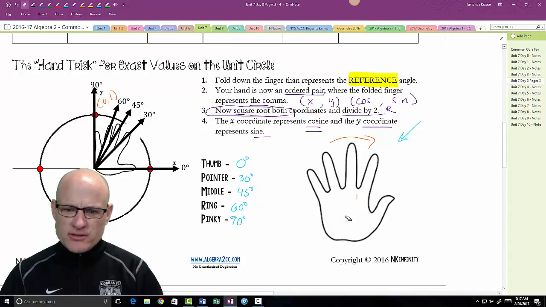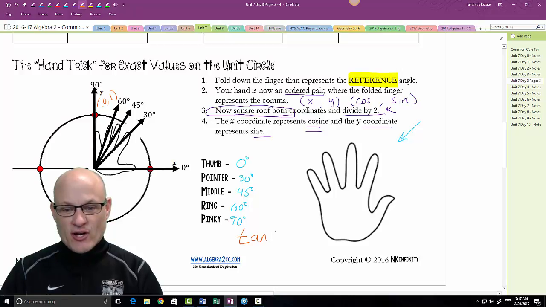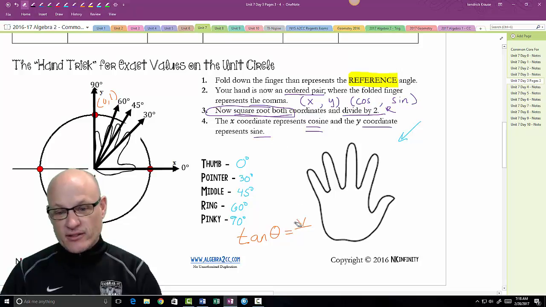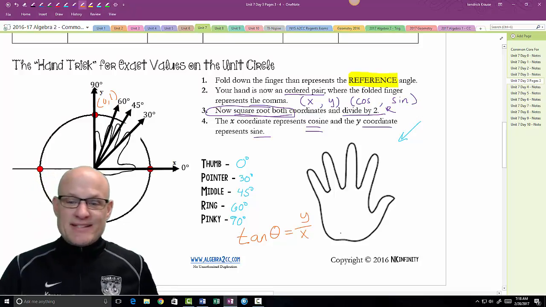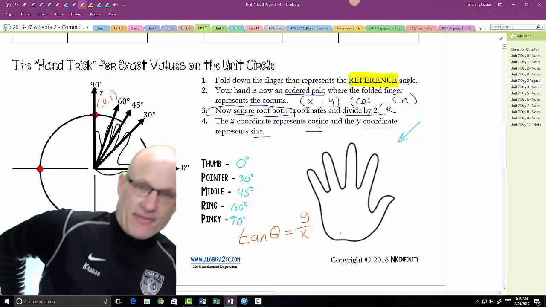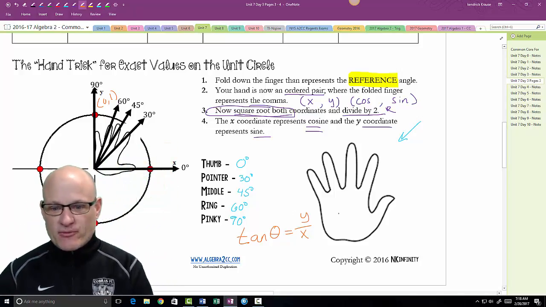What about tangent? Tangent's a little bit more of a crazy beast. Tangent, you'll have to remember that tangent of your angle, theta, is equal to y over x. So when we're doing tangent, we're not going to worry about the dividing by 2. So this is going to be a little bit funky for you. Let's say I want to do the tangent of, you're going to still do the square root, but we're going to get rid of the divided by 2.